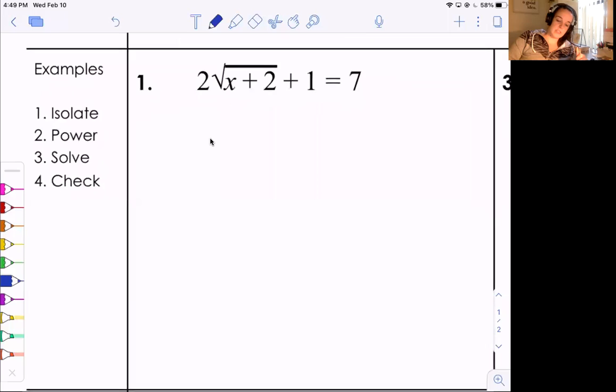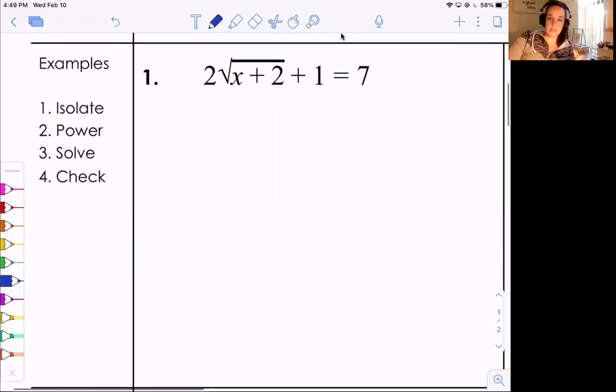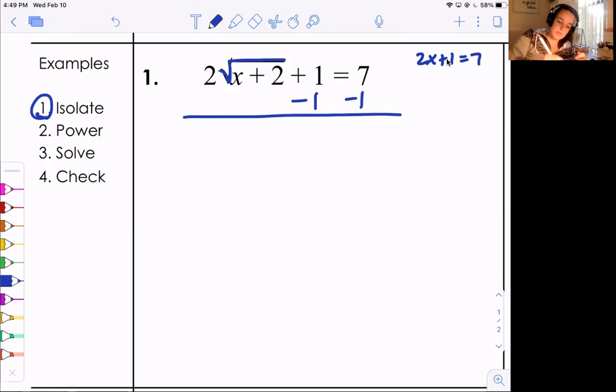All right, so this is our first example here. We're going to be working with this problem. Here are our 4 steps. So the first thing I want to do is isolate. I want to get the square root by itself. I see that there is a 2 being multiplied, so 2 times the radical plus 1. So I'm thinking about this like 2x plus 1 equals 7. What would I do first? I would subtract 1. So I'm going to go ahead and do that. Subtract 1, I get 2 times the square root of x plus 2 equals 7 minus 1 is 6.